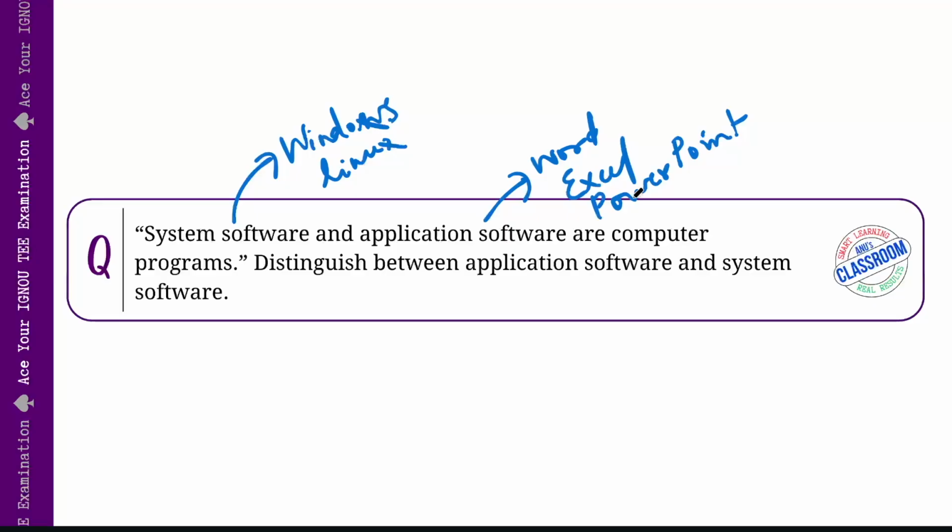To sum up, system software manages the computer's resources and provides a platform for applications. And application software uses the platform provided by the system software to perform specific tasks for the user. Both are essential for a computer to operate efficiently, but their roles are distinct. One works behind the scenes and the other works in front of the user.